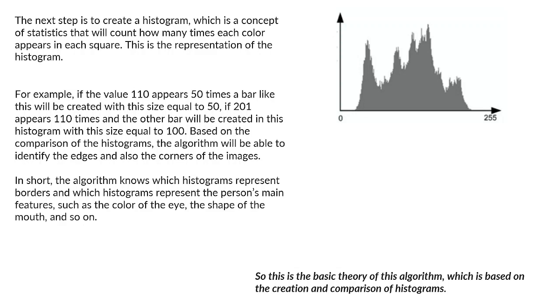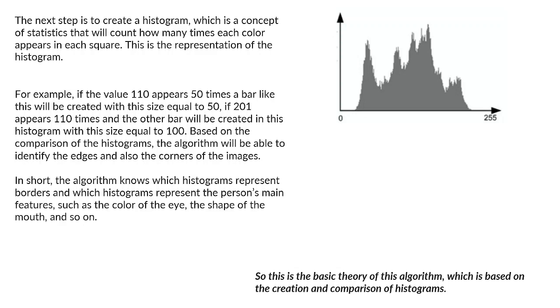You can take an example that if the value 110 appears 50 times, a bar like this will be created, which you can see on the screen with a size equal to 50. Now, if 201 appears 110 times, then another bar will be created in this histogram with a size equal to 100.